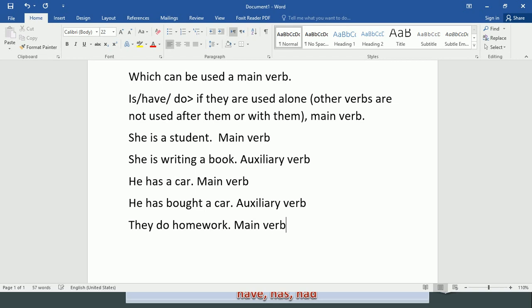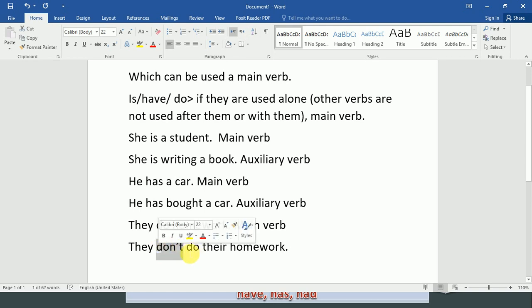And look here, if I say they don't do their homework. Now look at this. After don't we use another verb. This verb is the main verb and this one is an auxiliary verb. So here this do is used as an auxiliary verb. Let me give you another example.